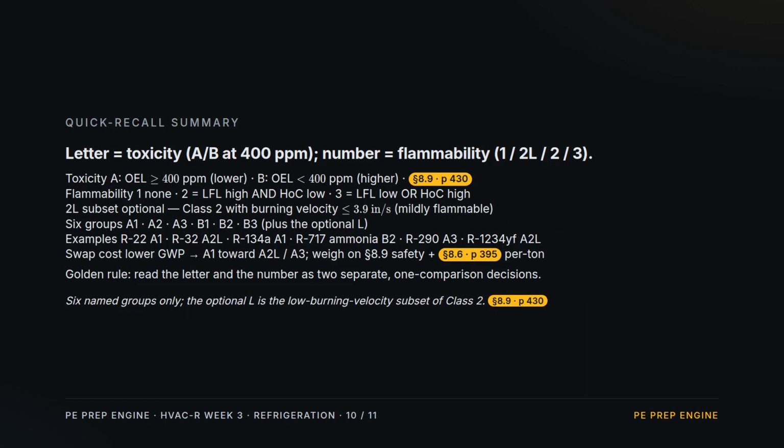Quick recall. The letter is toxicity, split at 400 parts per million. A lower, B higher. The number is flammability. 1 none, 2 is flammability limit high and heat of combustion low. 3 is limit low or heat high. 2L is the optional low burning velocity subset of 2. 6 named groups, A1 through B3. And lower GWP usually costs you flammability, A1 toward A2L or A3. Golden rule, letter and number are two separate one comparison decisions.